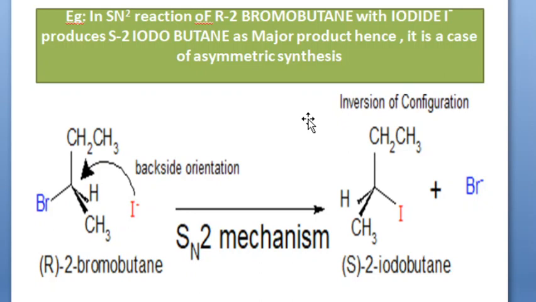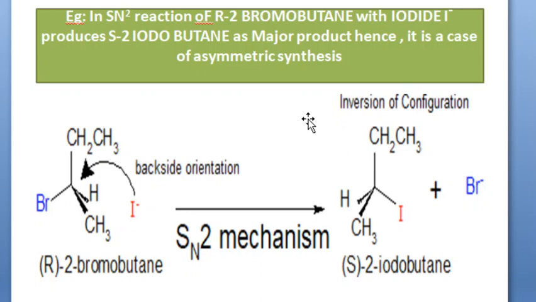Our iodide is coming from the backside of bromide, you can say. So it won't come in the direction of bromide. From that we can understand the mechanism of this process also. So R-2-bromobutane is converted to S-2-iodobutane. From that we can understand that iodide is attacking towards the backside of the molecule, the backside of bromide. Then only you will get S-2-iodobutane. If it were coming in the direction of bromide itself, you might have got R-2-iodobutane. But here you got S-2-iodobutane as a major product.